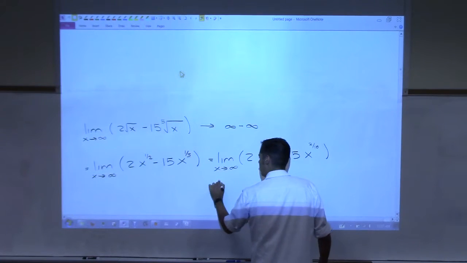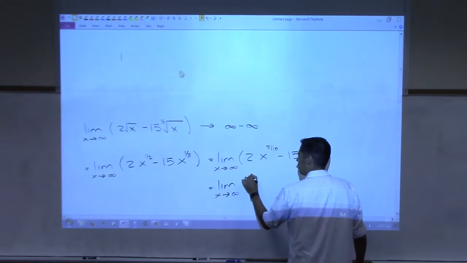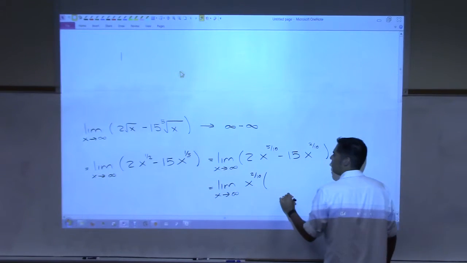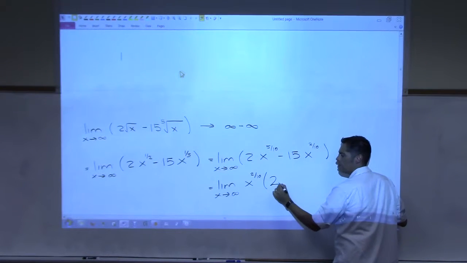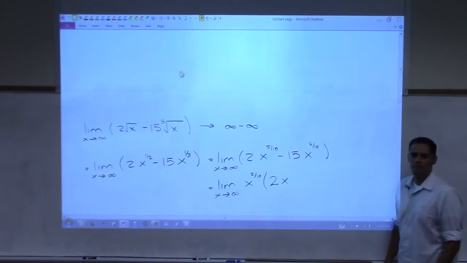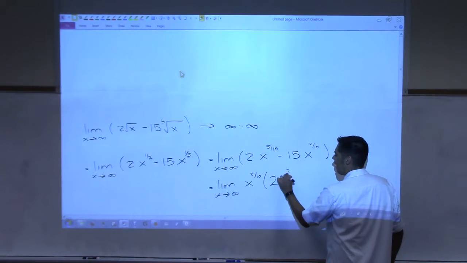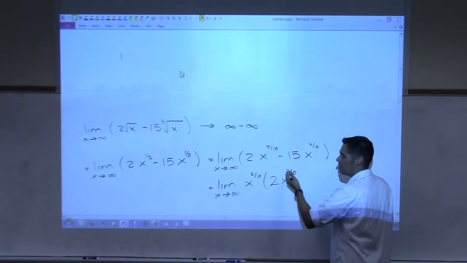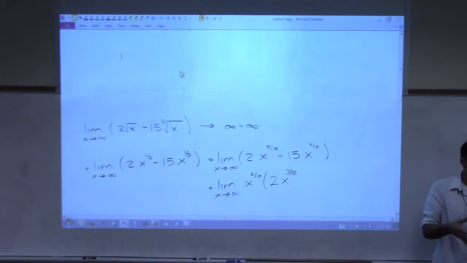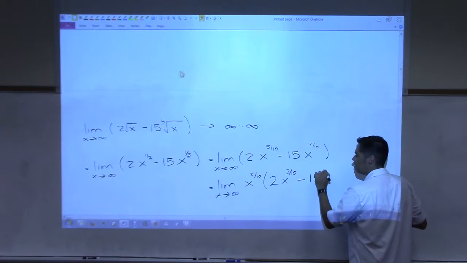So if I pull that out, limit as x goes to infinity, I have x to the 2/10, and then what do I have here? 2x to the 3/10. You add the exponents together, right? And you need to be able to get back to 5/10. So when I multiply this times this, you add the exponents. 2/10 plus 3/10 is 5/10. And then out of here, when we pull that x to the 2/10 out, all that's left is minus 15.